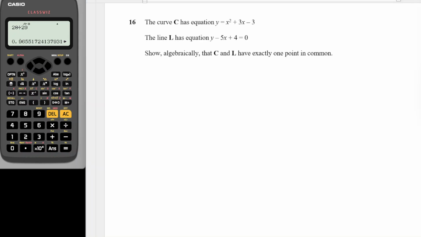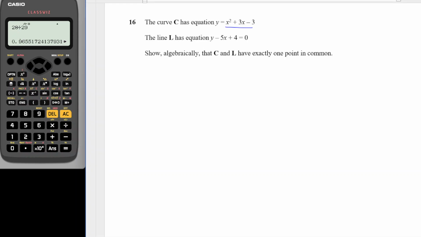Okay, so question 16. The curve C has the equation y is equal to x squared plus 3x minus 3. The line L has the equation y minus 5x plus 4 is equal to 0. Show algebraically that C and L have exactly 1 point in common. So to show that algebraically, we're going to put the two equations equal to each other and then show that there's only one solution. So let's try and do that.